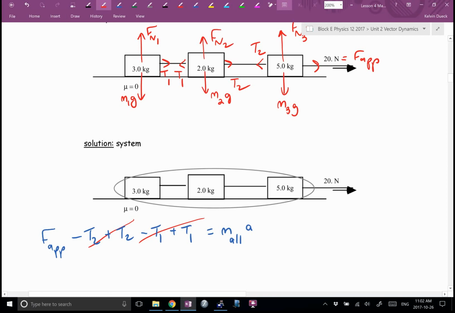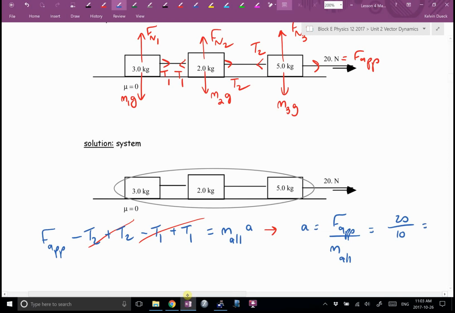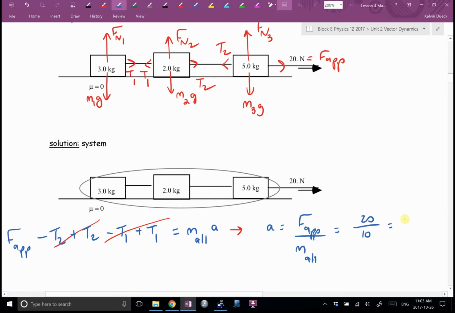How will I get the A by itself? So you're telling me A equals the applied force divided by the mass of all of them. What was the applied force? What's the mass of all of them added together? Check again. You're right. 10. In your head, without a calculator, what's my acceleration? And I'll go to 2 sig figs, so 2.0 meters per second squared. Isn't that neat?